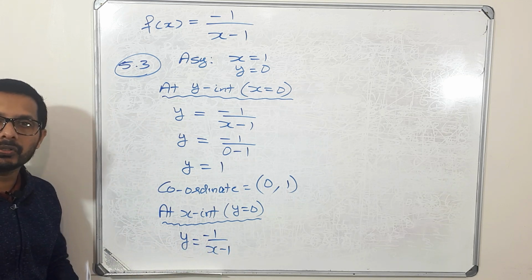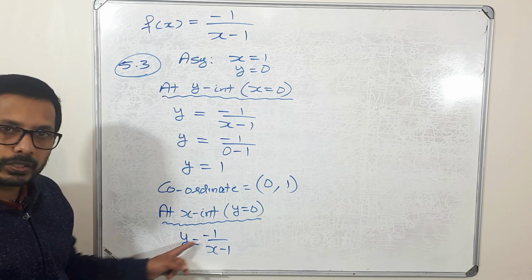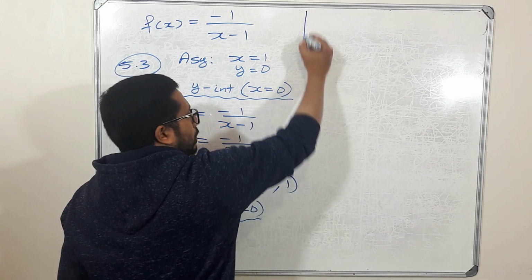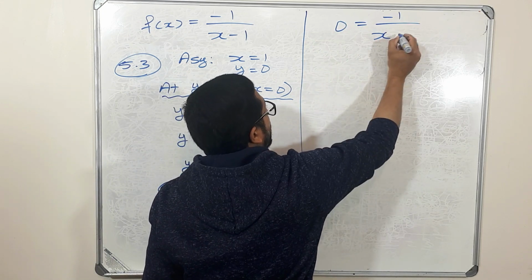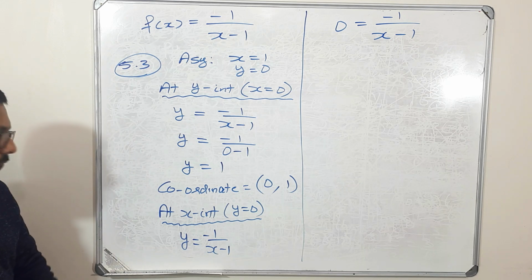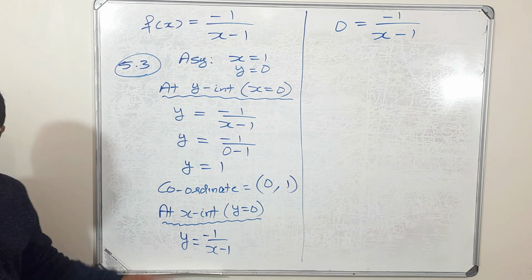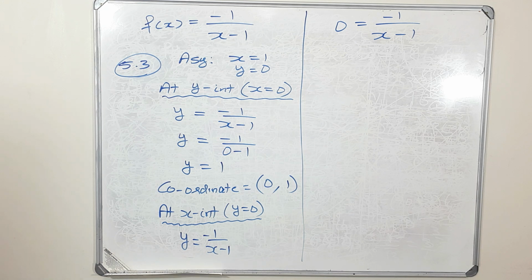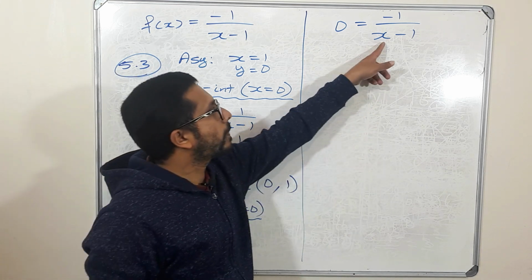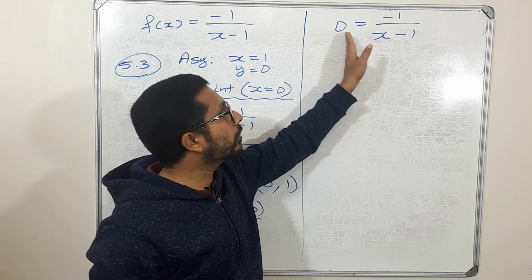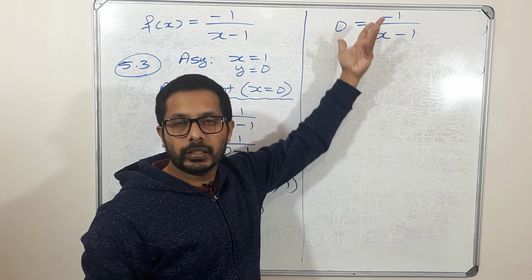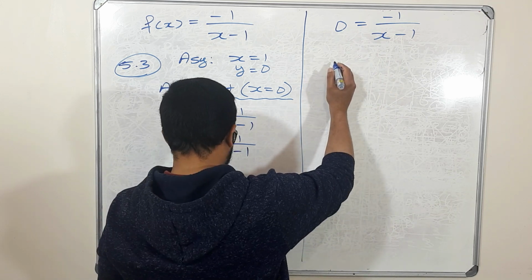So what do we want to substitute? y as 0. So substitute here: 0 is equal to minus 1 divided by x minus 1. Am I right? y is the same as 0. If I cross multiply this, 0 into x minus 1 is 0, so 0 is equal to minus 1. Is it correct? That means you can't find the x.